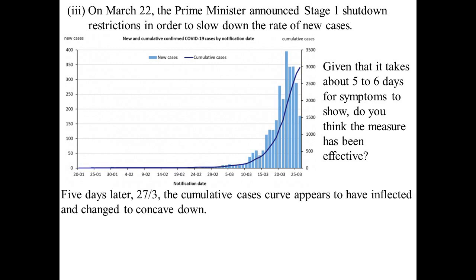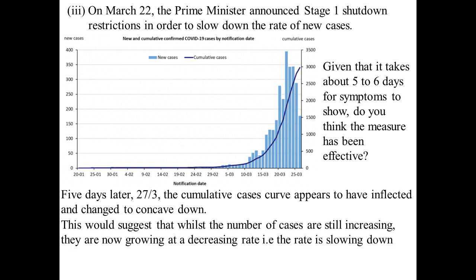Well, 5 days later, there does appear that an inflection point in the curve has occurred. So therefore, it's changed to concave down. So it's increasing, but its second derivative is negative. So it's increasing at a decreasing rate. And that was the whole goal. On the news and that, they all talked about flattening the curve. You know, we want to flatten the curve, which of course is impossible.